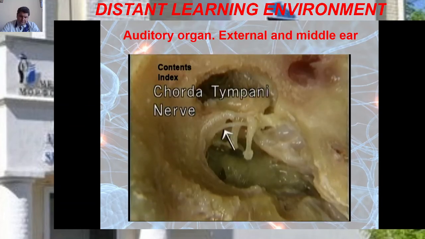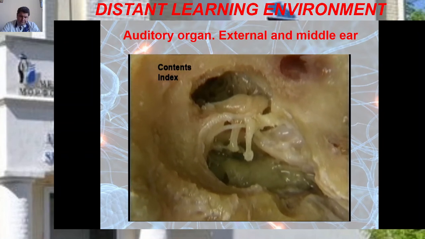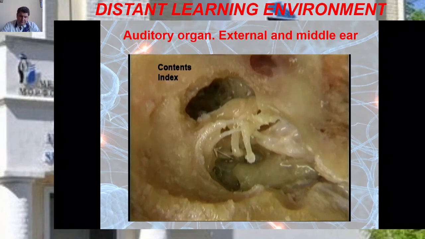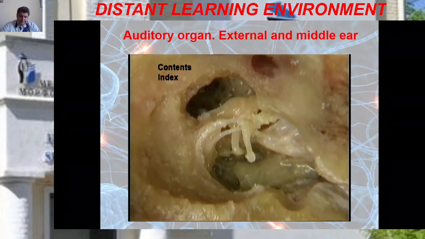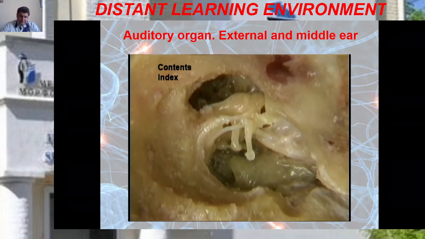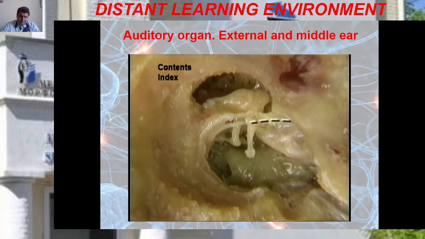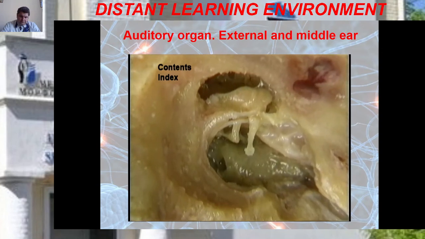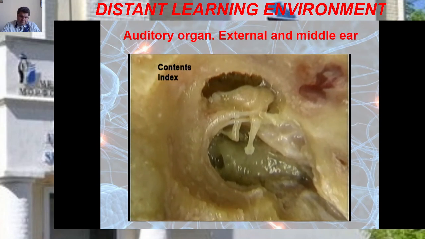The chorda tympani. The chorda tympani, a branch of the facial nerve, emerges from bone back here, passes between the malleus and the incus, and leaves the tympanic cavity up here on its way to join the lingual nerve. As we saw in a previous section, the chorda tympani conveys the sense of taste to much of the tongue.